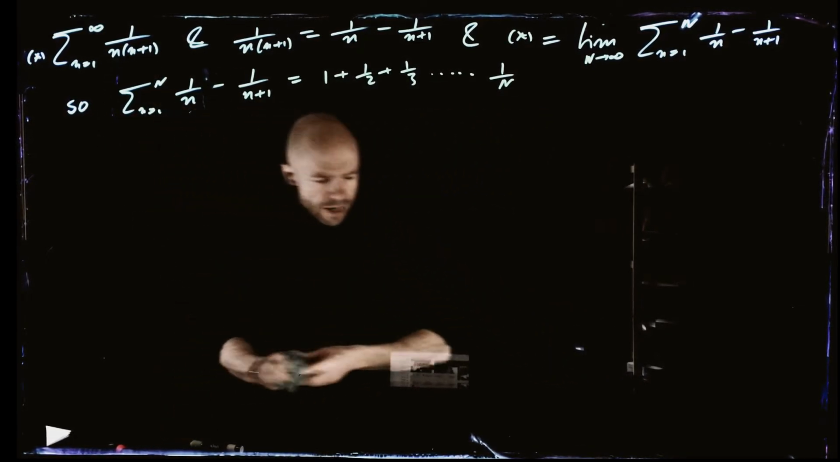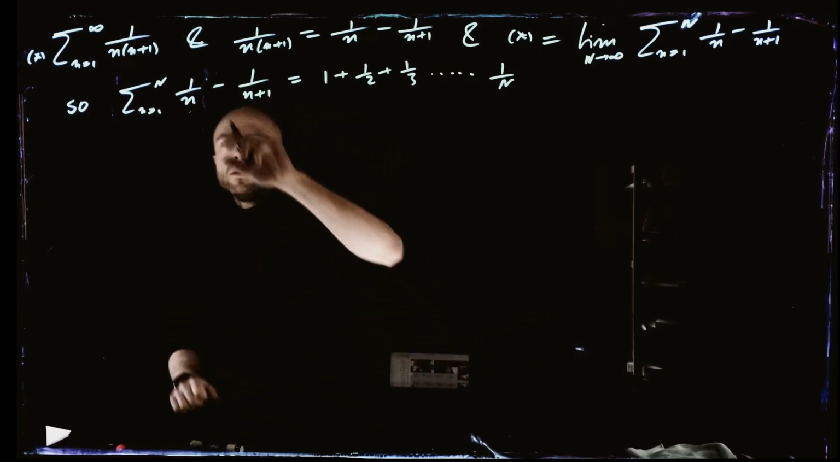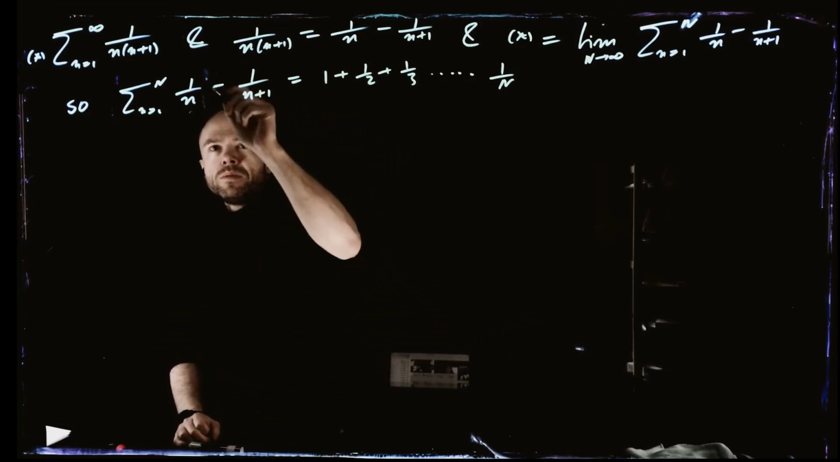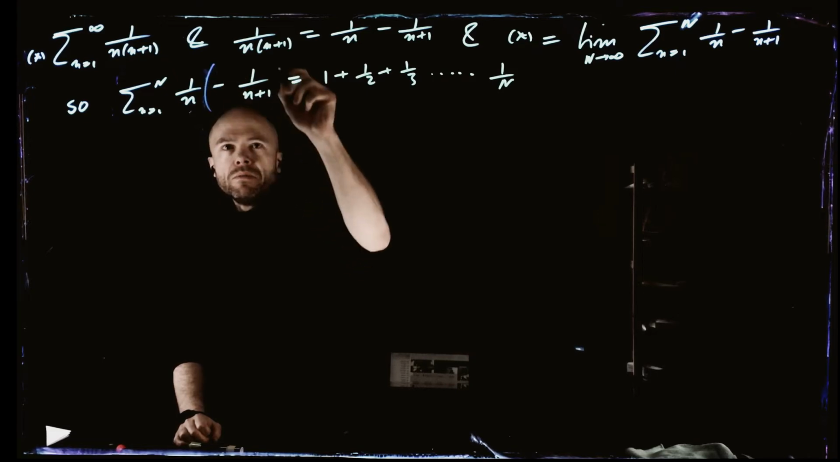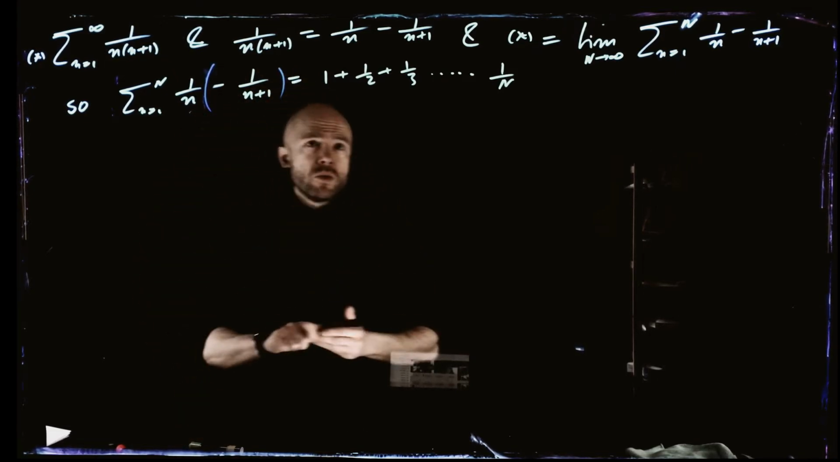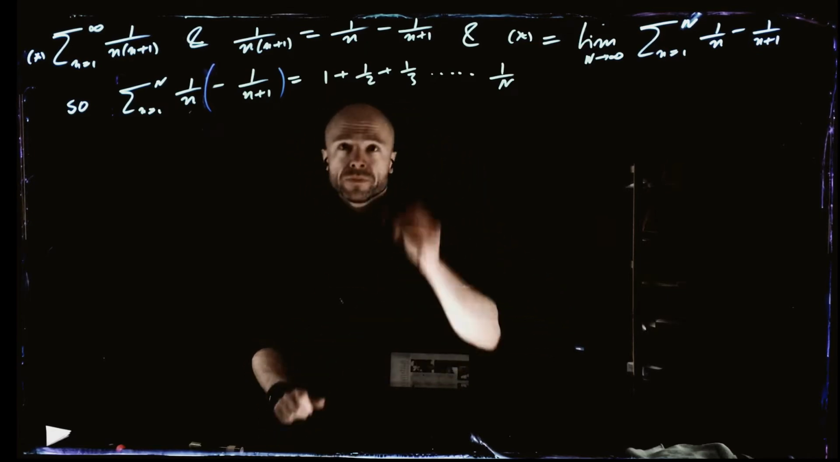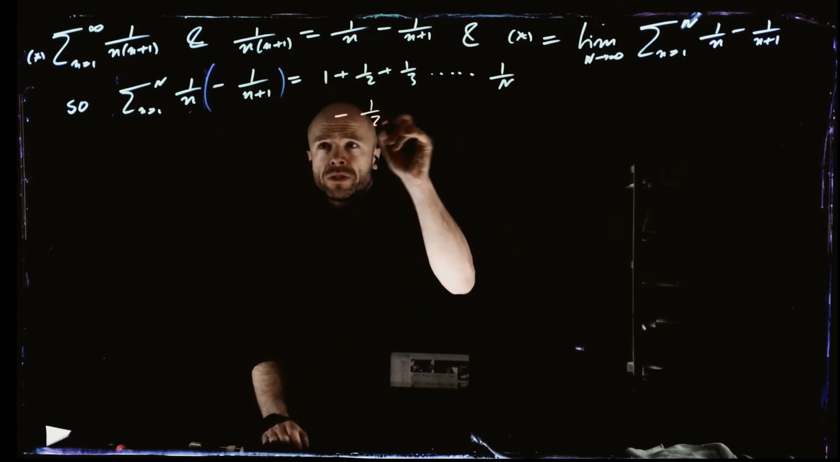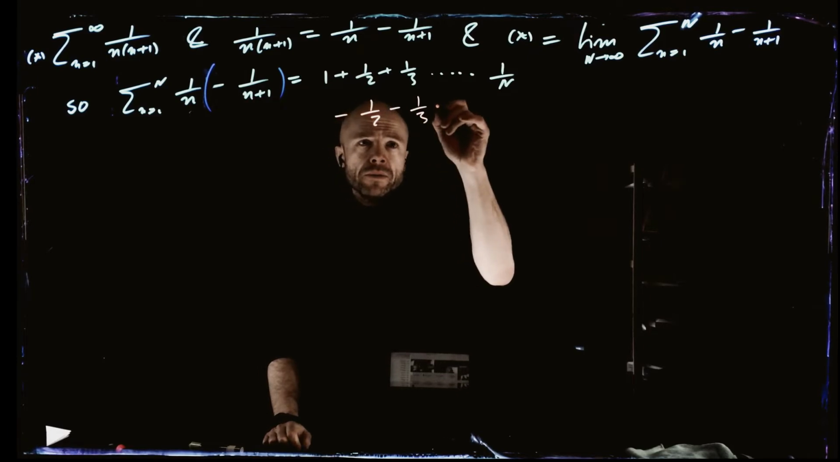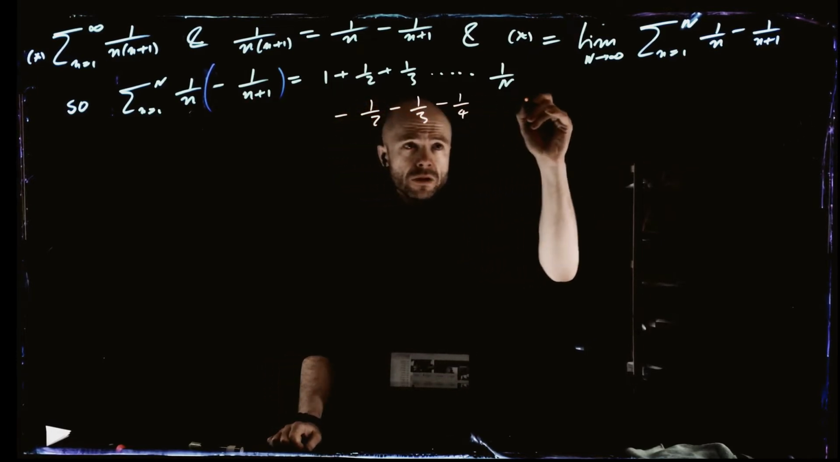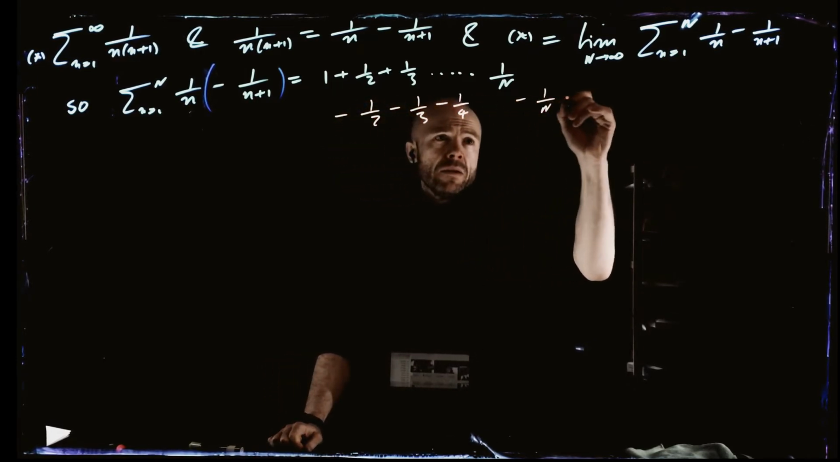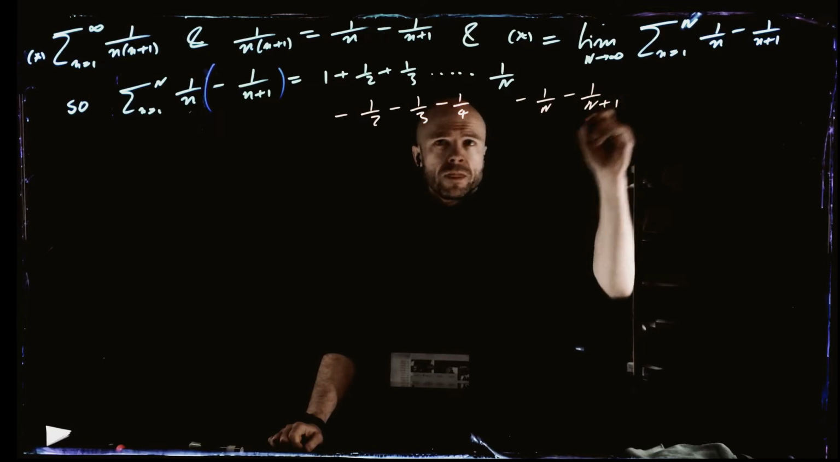So if we write out the other side of it, which is this part right here, the sum of minus 1 over n plus 1, what do we have? We have minus 1 over 2, minus 1 over 3, minus 1 over 4, all the way to minus 1 over n, minus 1 over n plus 1. Yeah?